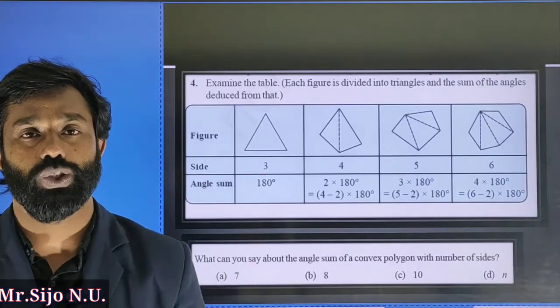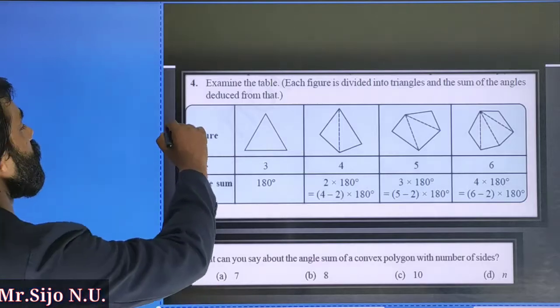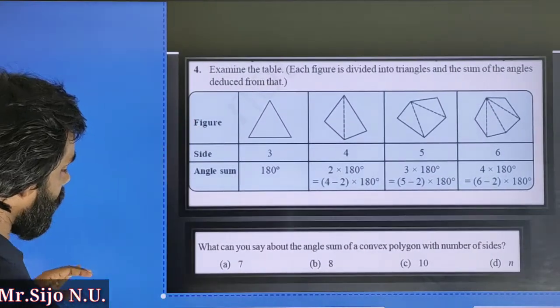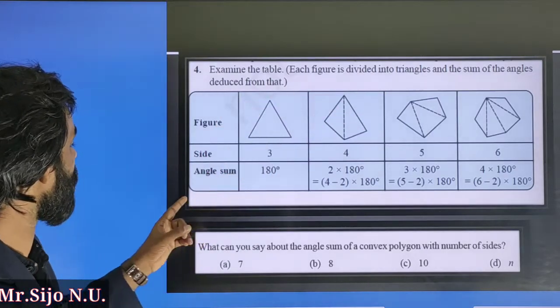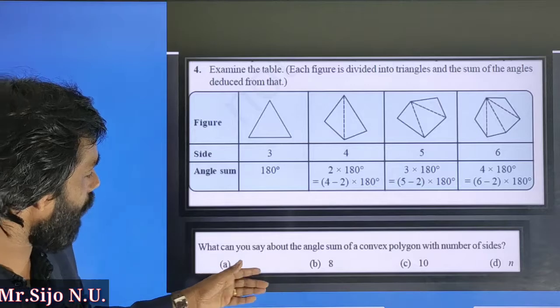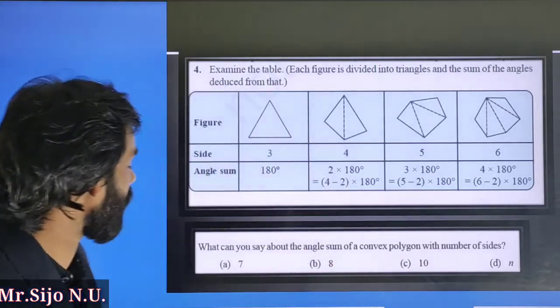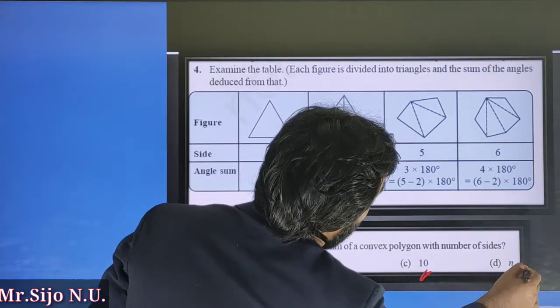Now here is the fourth question. What is the question? Yes, examine the table. So we have to learn these tables, right? And what they are saying, yes, examine the table, and they are asking, what can you say about the angle sum of a convex polygon with the number of sides 7, 8, 10 and finally n.